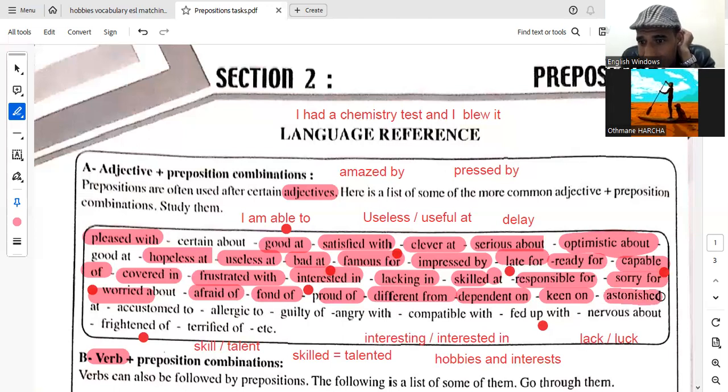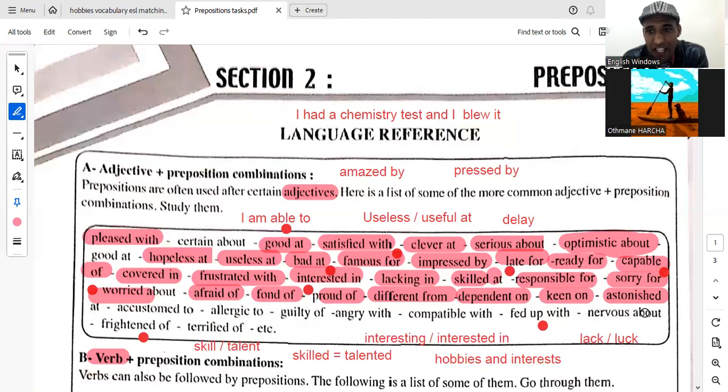Astonished. Okay. Astonished. I am astonished at. If we say keen, we say on something. I am astonished at. We saw this one. You can ask: passionate. What is it?